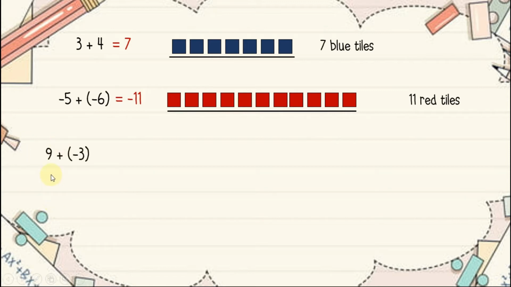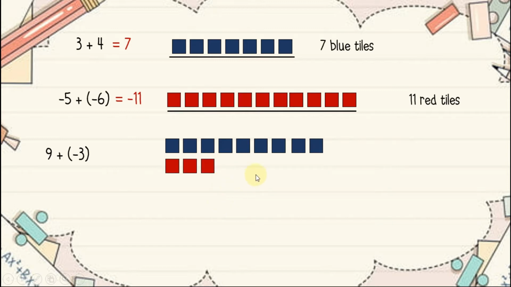Let's try this. Positive 9 plus negative 3. So positive 9, meaning to say we're going to have 9 blue tiles. And then negative 3 will be represented by 3 red tiles, but we cannot continue it here. They have different colors, so we're going to put the 3 red tiles below. And as you can notice, we have pairs of blue and red tiles. These pairs are what we call zero pairs.